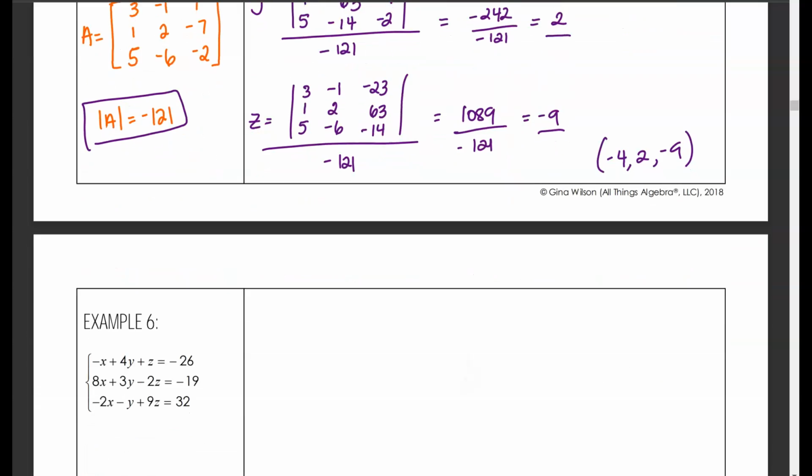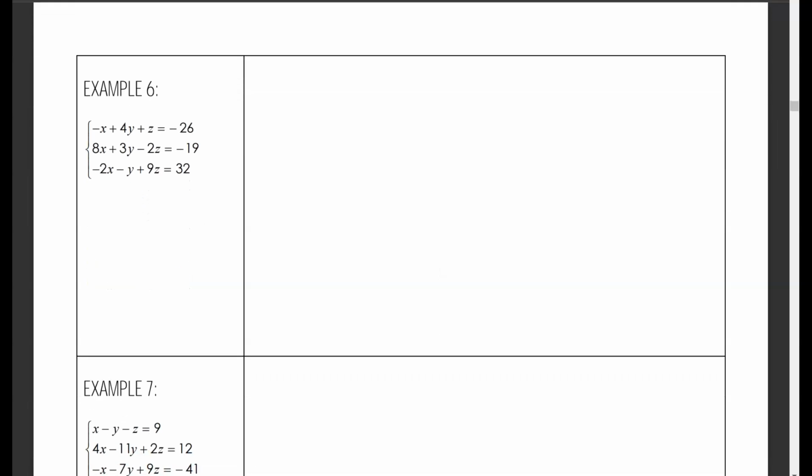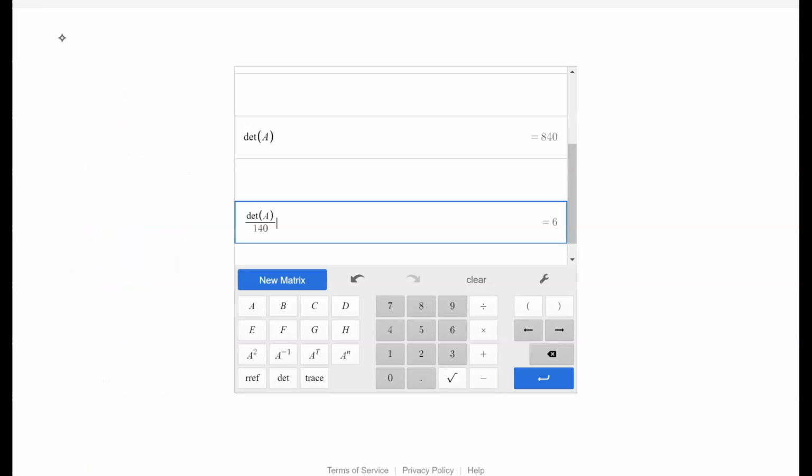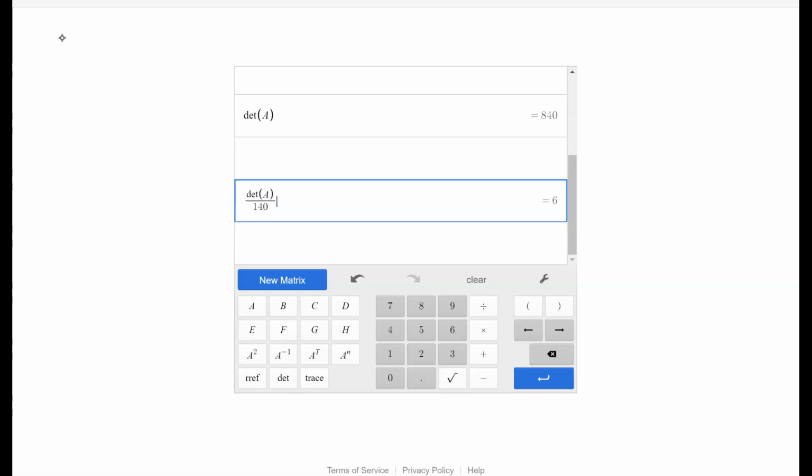In case you didn't and you're still a little confused with how that came to be, let's do number 6 together. So we're going to start off by writing out that coefficient matrix. That coefficient matrix in this case is going to be negative 1, 8, negative 2, 4, 3, negative 1, 1, negative 2, 9. So this is our A. Let's go ahead and calculate the determinant of A. And we can come over here to the Desmos calculator to calculate it.